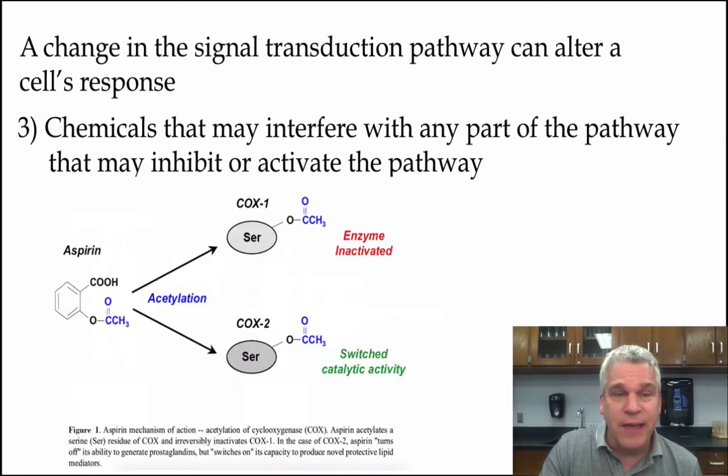But it gets even stranger than that. So for instance, aspirin can actually have a reaction with the amino acid serine. Now depending on which enzyme is present, these enzymes are called cyclooxygenase, and there's two of them. There's what's called COX-1 and COX-2. If COX-1 is present, that enzyme will actually be inactivated, which will prevent the aspirin from doing its job. But with COX-2, that will actually switch on another pathway that will produce a protective lipid mediator. So here's a case where the same chemical, depending on what enzyme is present, will cause either an inhibition of the pathway or it will activate a pathway.